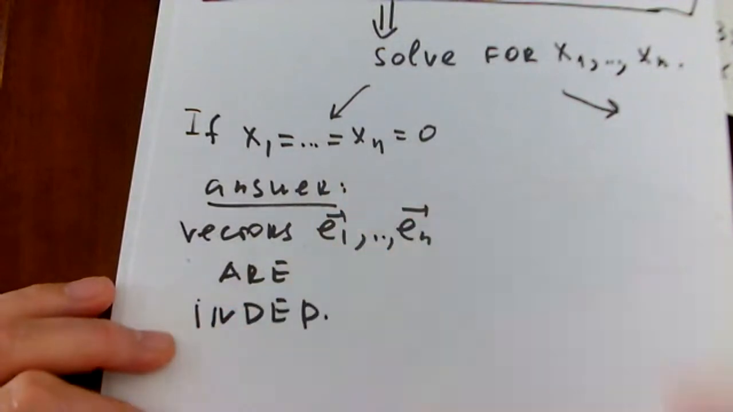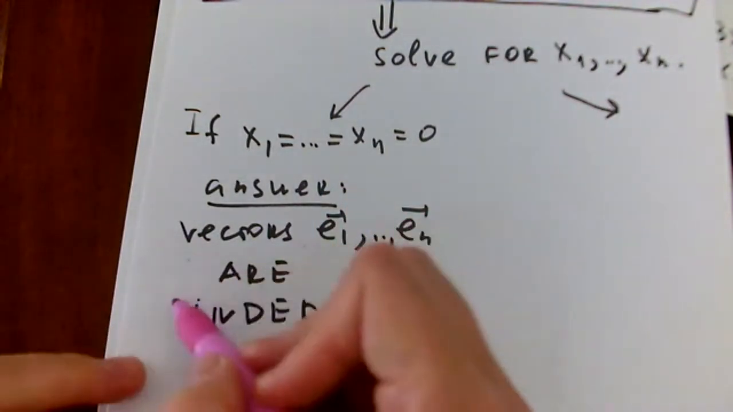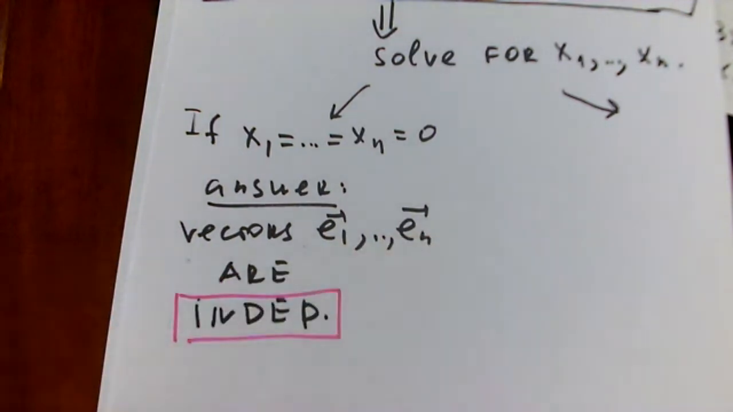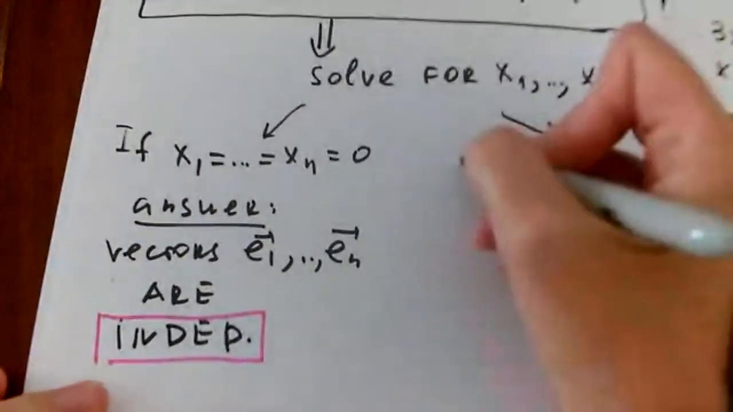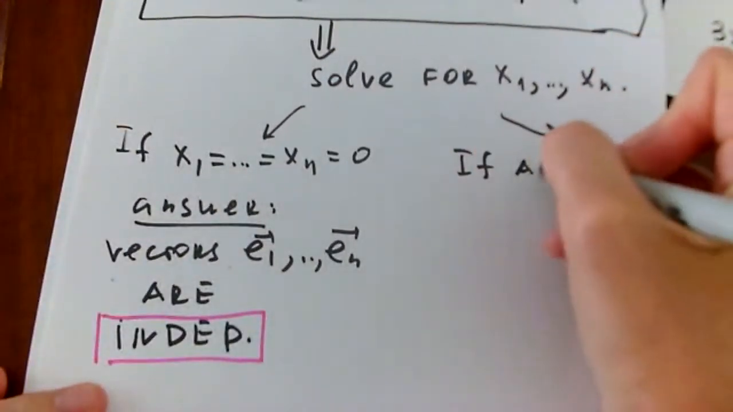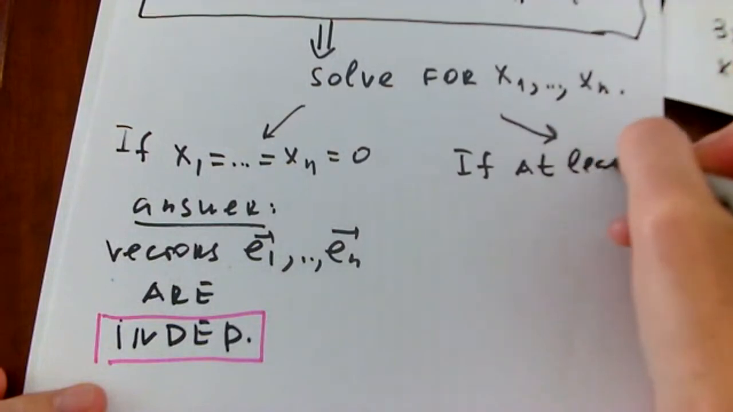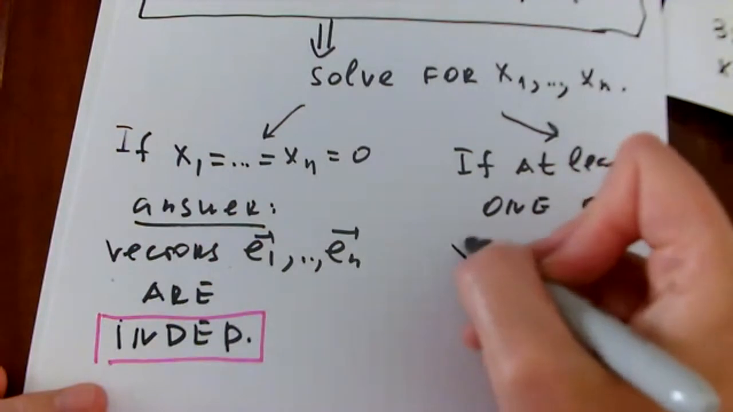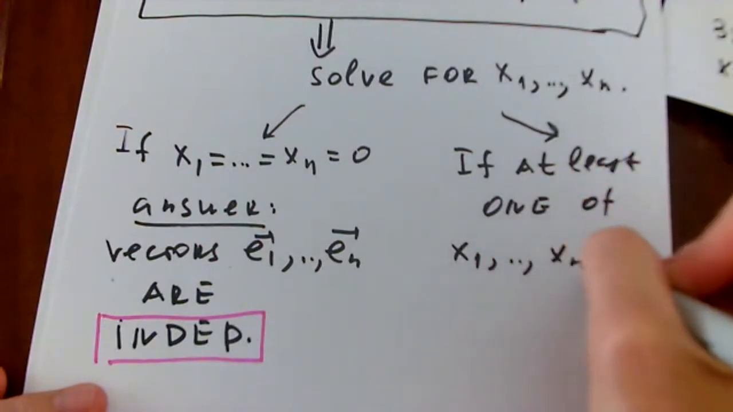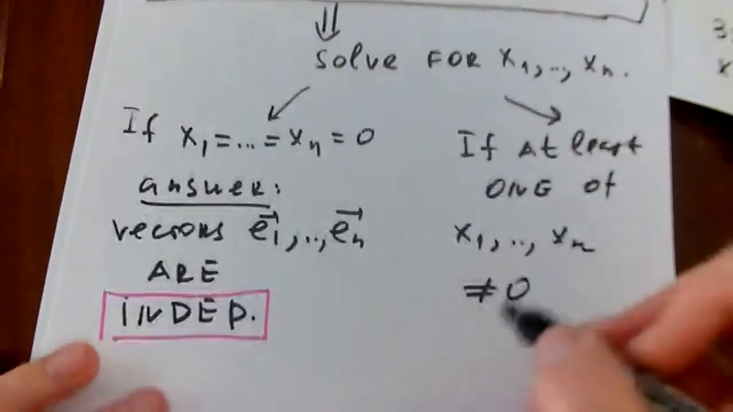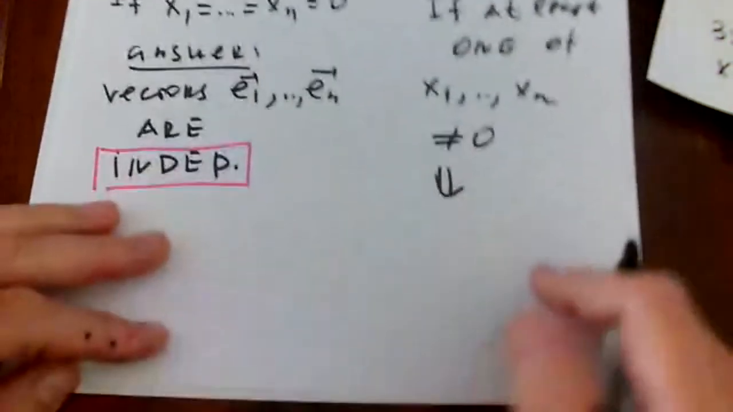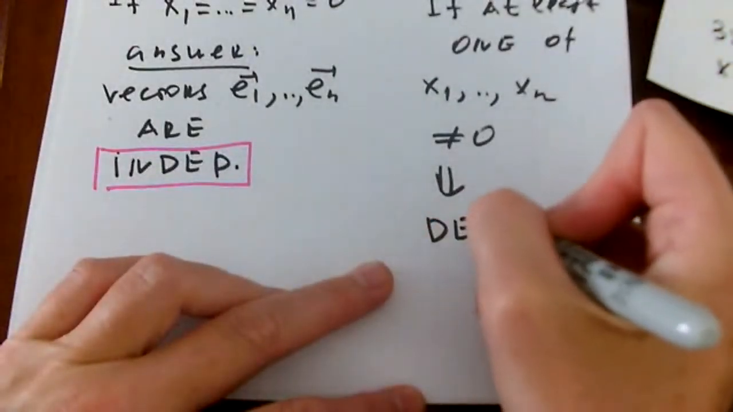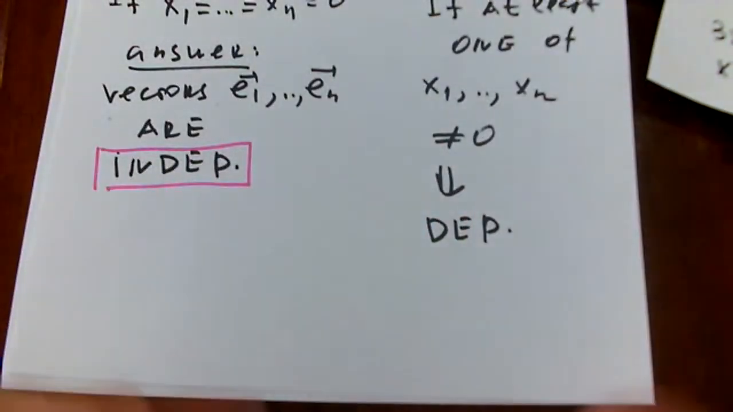Independent. So this is going to be our first outcome. And in the opposite case, what is the opposite case? If at least one of these, x1 and so on, is not equal to 0, in this case, your answer will be dependent. These vectors are dependent, or linearly dependent.